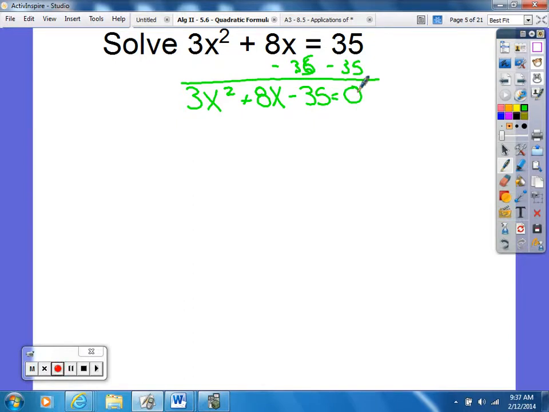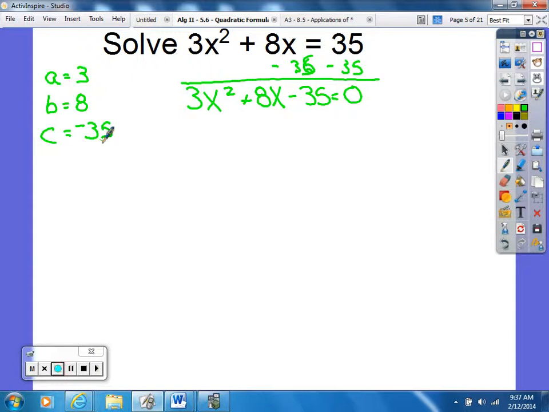Because after you get it equal to 0, the next thing you must do is write down A, B, and C. Now that's something we did back in January, right? In January we only used the letters A and B, but now we actually do need the letter C. So A, B, and C. A is the number that's in front of the x squared. B is the number in front of the x. And C is the number by itself.